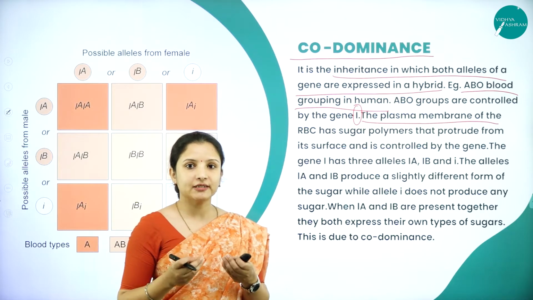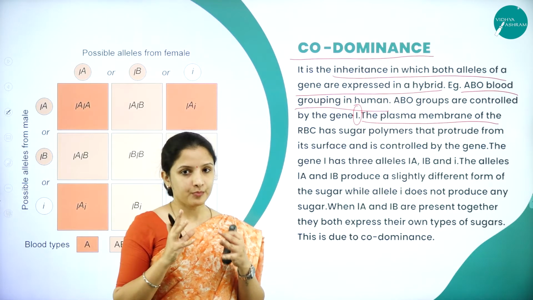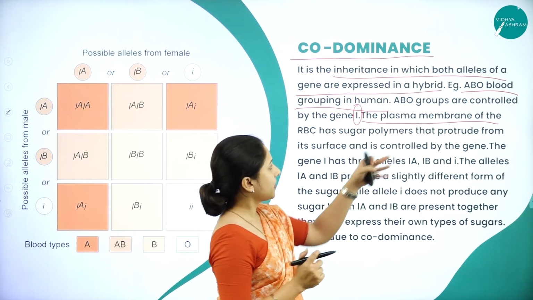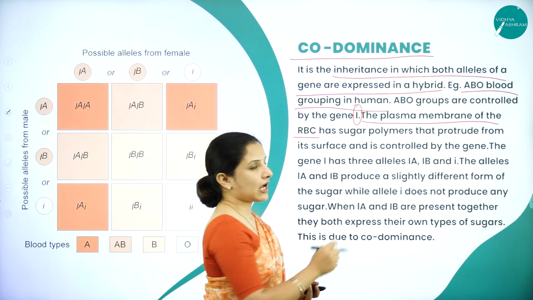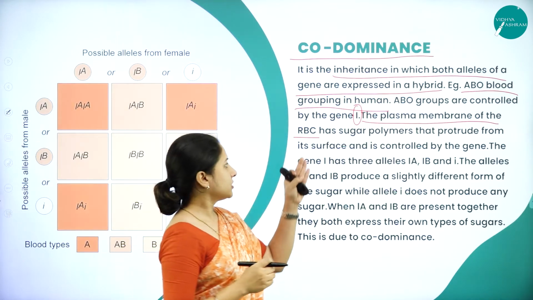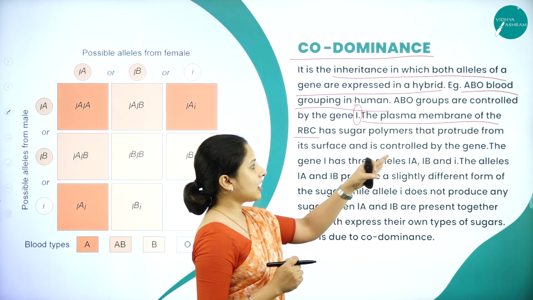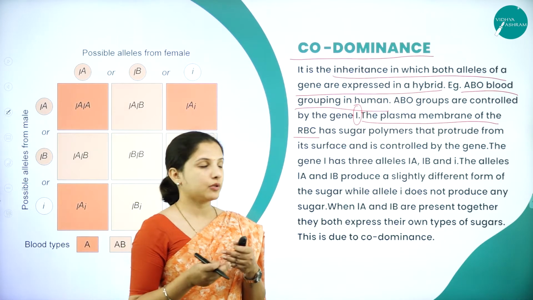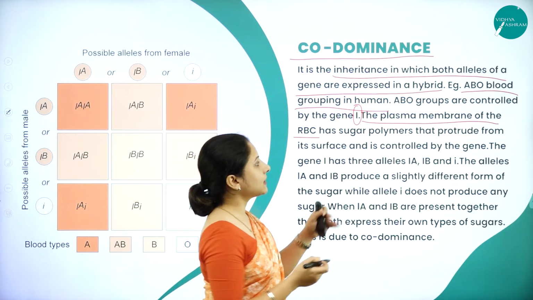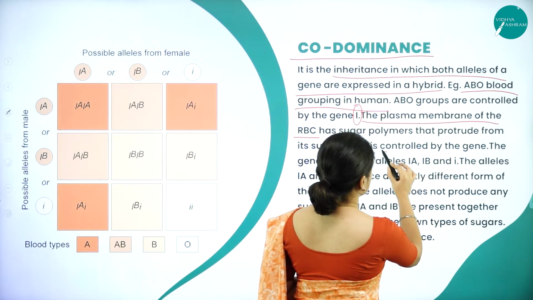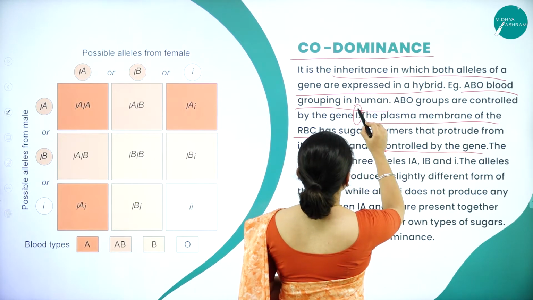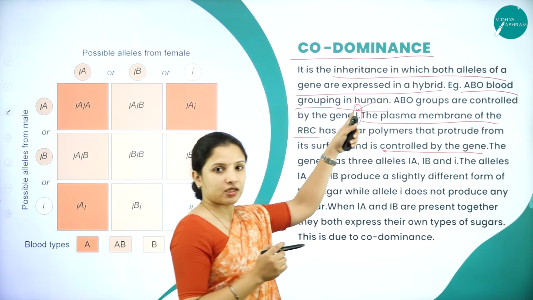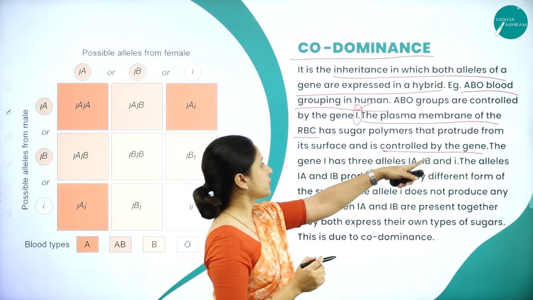Each red blood cell is covered by a plasma membrane. The plasma membrane of the red blood cell has sugar polymers. How much sugar polymer should be produced is all controlled by a gene. Which gene controls that? It is the I gene. It is the I gene that controls all these things.